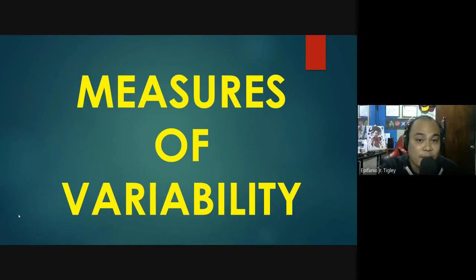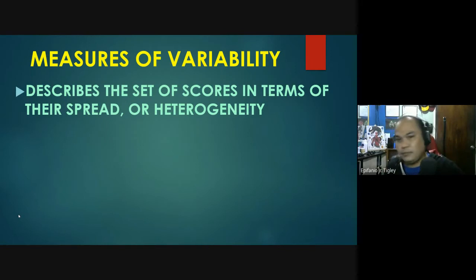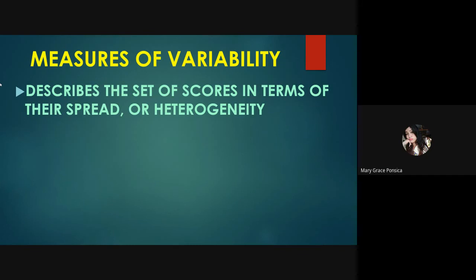Now, let's go to our second. This is now about measures of variability. When we say measures of central tendency, it talks about the central value. Measures of variability is totally different. Look at our definition. Can I have a volunteer, please? Read the definition. Anyone? Can you read? Measures of variability describes the set of scores in terms of their spread or heterogeneity.